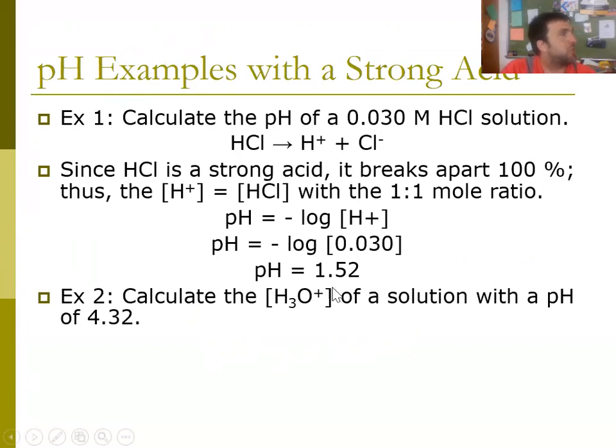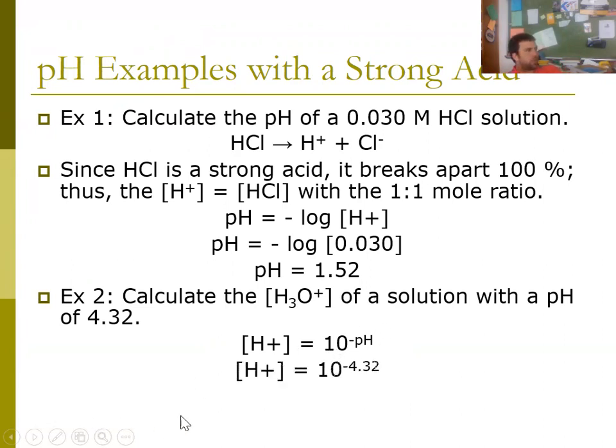Now calculate the H3O plus of a solution with a pH of 4.32. Now we know that because this is acidic, the H plus concentration will be greater than 1.0 times 10 to the negative 7. So to do this problem, we do H plus equals 10 to the negative pH. So H plus would be equal to 10 to the negative 4.32. Only 2 significant figures. The digits after the decimal in the pH are what affect it. So H plus would be equal to 4.9 times 10 to the negative 5th.